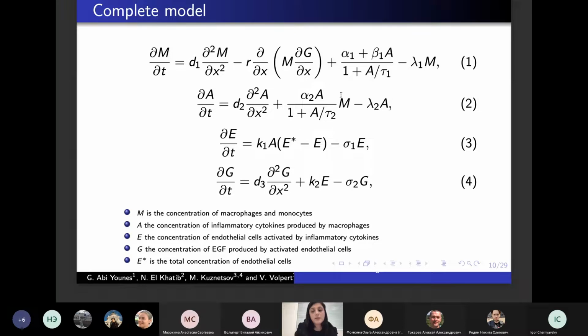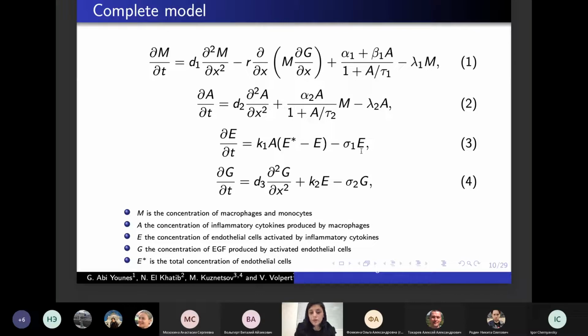This term here describes the production of cytokines due to the presence of macrophages and the cytokines themselves, because cytokines are in fact involved in their own production. Now for the equation of activated endothelial cells. This is the term of the activation of endothelial cells. This activation is due to the cytokines, and it is proportional to the difference between the total concentration of endothelial cells and activated endothelial cells.